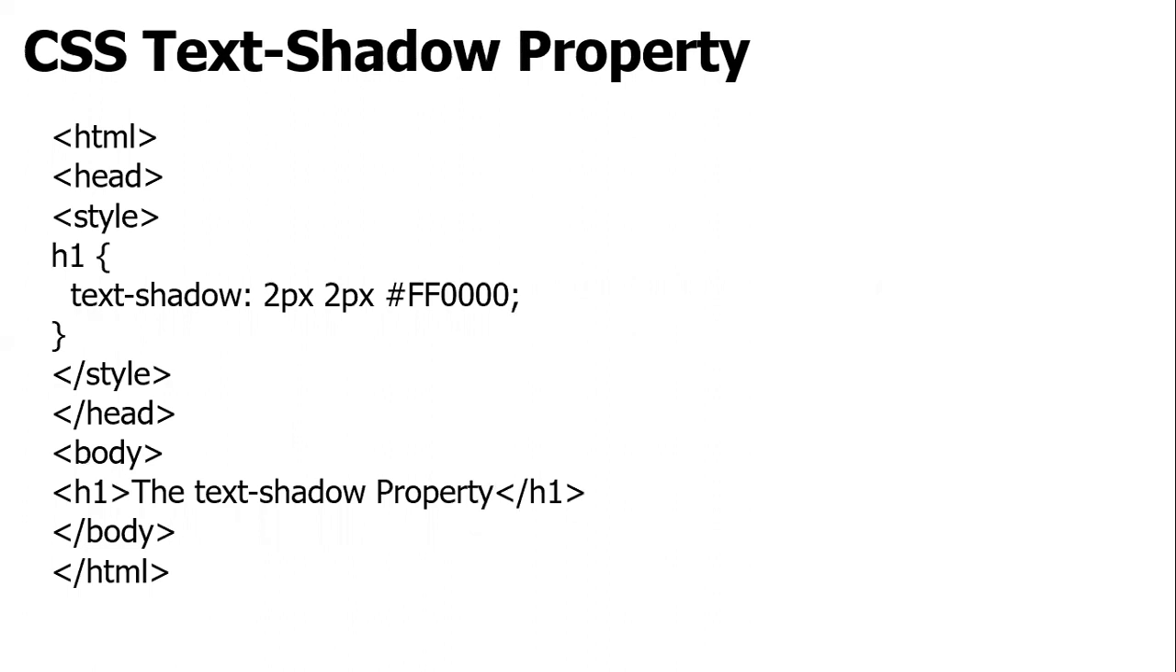See, here is a simple program. In this, under the body, I have given an H1 tag with the text shadow property. These four words, text shadow property, will be the content. So it is under the H1 tag. Inside that, I have given the CSS property text-shadow, 2 pixels, and then the value for a color. It is a hexadecimal value for the color. So here 2 pixels and 2 pixels will be the height and width for the text.